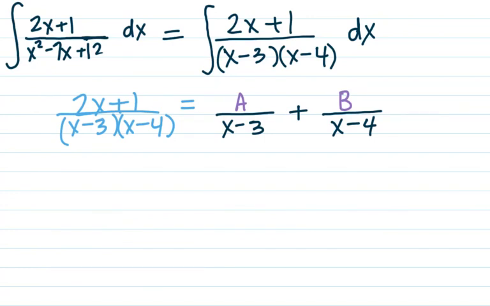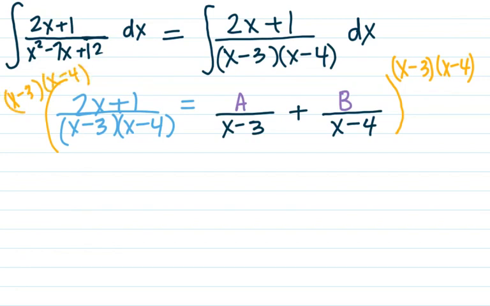And that makes things nice and pretty. Alright, and so now what we're going to do is, like we said earlier, when we're trying to make our denominators the same, we're going to go ahead and multiply both sides of this equal sign by the entire denominator. So this side, we're going to multiply it by x minus 3 times x minus 4. And then this side as well gets multiplied by the same factors.